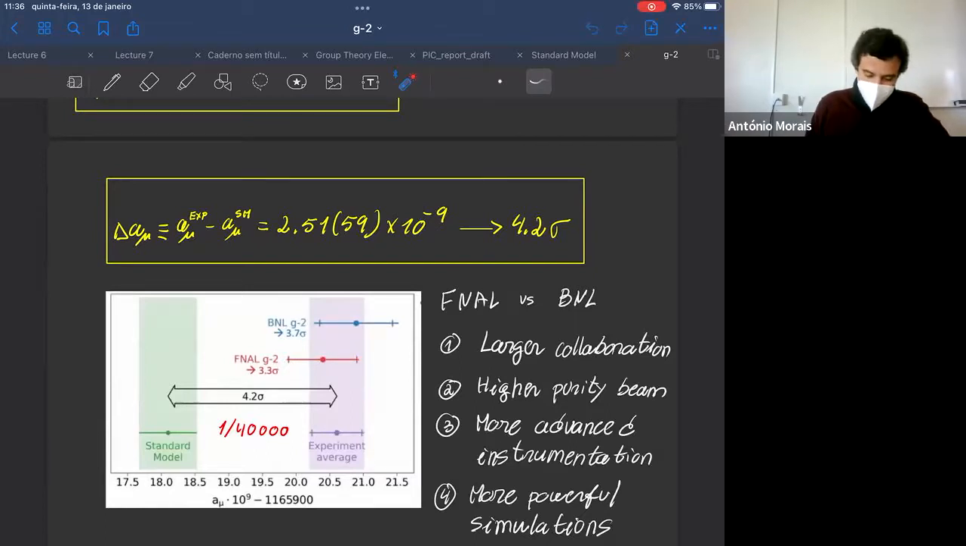It's not in the error bars. It's at 4.2 sigma. There's another interaction. That's where I want to lead, but that's my optimistic view.